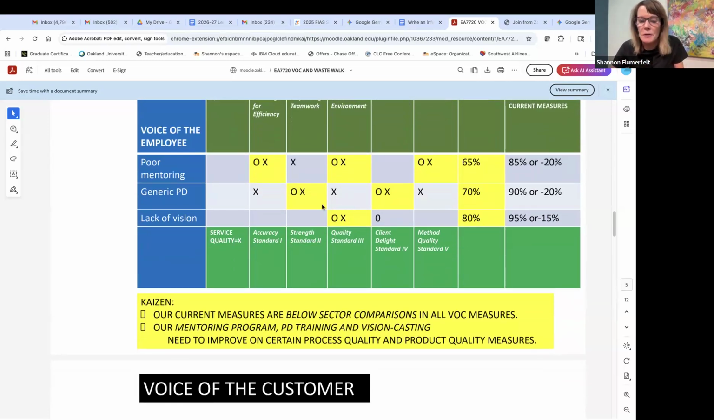The stuff in yellow is where our light bulb goes off and says, this is more specifically the problem. Our current measures we know are below what's expected. And this is based not on what we think, and maybe not what the next district over thinks, but what our customer, the VOC, the voice of our customer, is telling us based on the data we've collected. So we know our mentoring, PD, and vision casting need to improve in specific areas. That helps us. You can pick out 1 or 2 of these, and that would become your school improvement project.